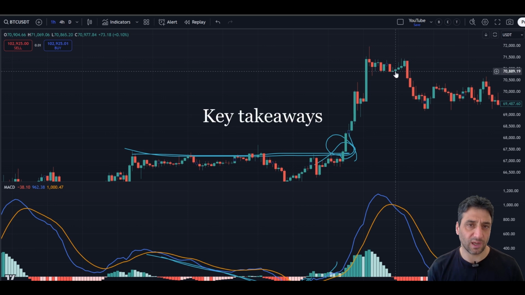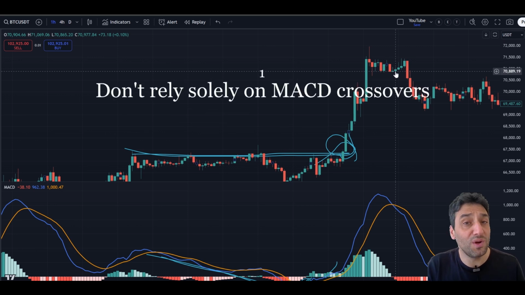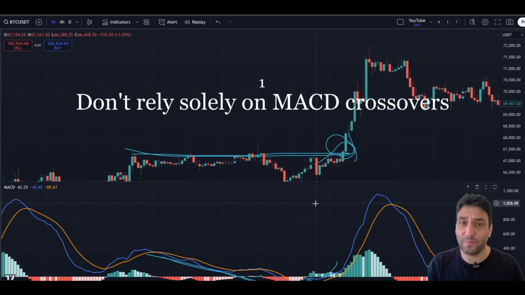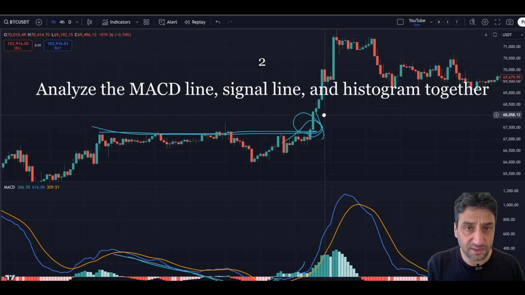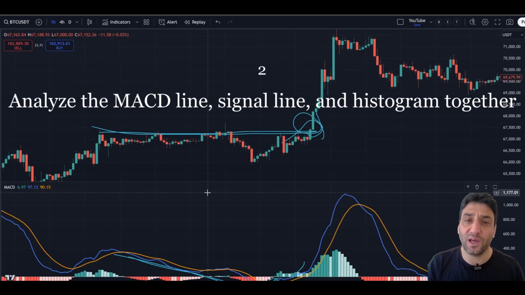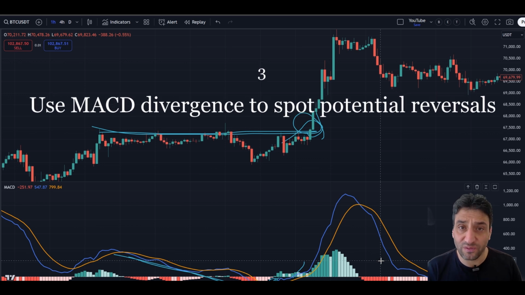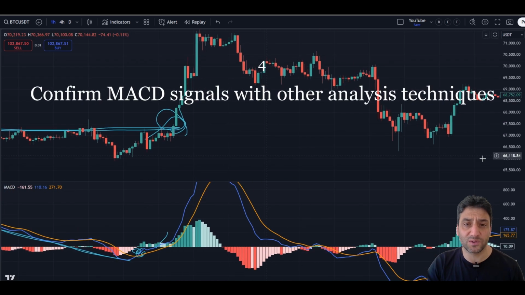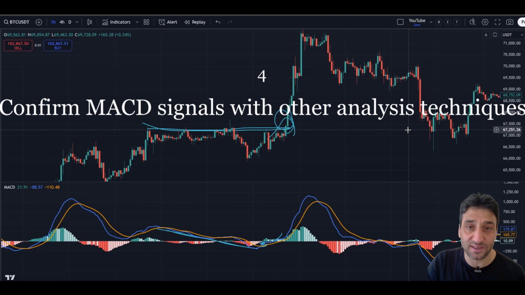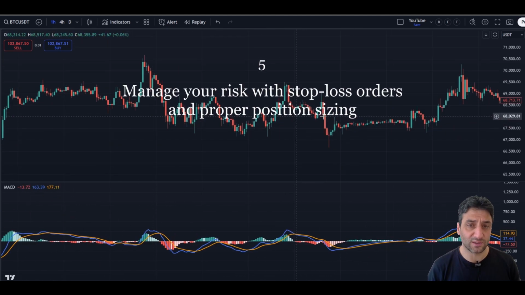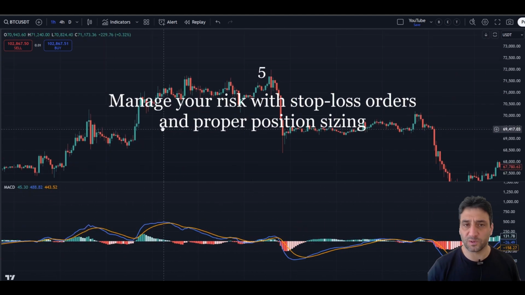Now let's recap the key takeaways. First, never ever rely on MACD crossovers alone. Second, analyze the MACD line, the signal line, and histogram all together. Third, use MACD divergence to spot potential reversals. Fourth, confirm MACD signals with other analysis techniques. And most importantly, manage your risk with stop-loss orders and proper position sizing.